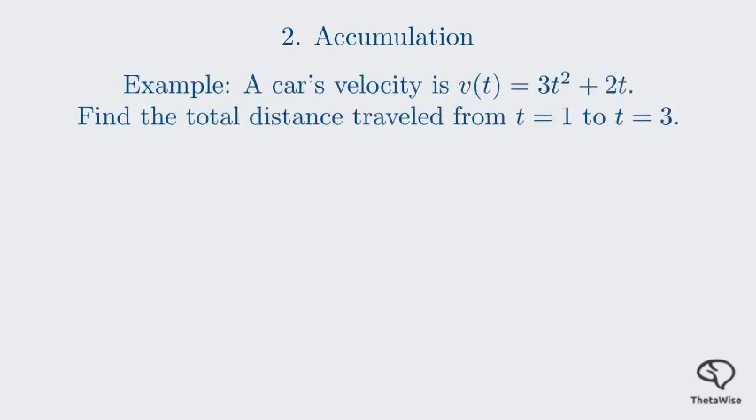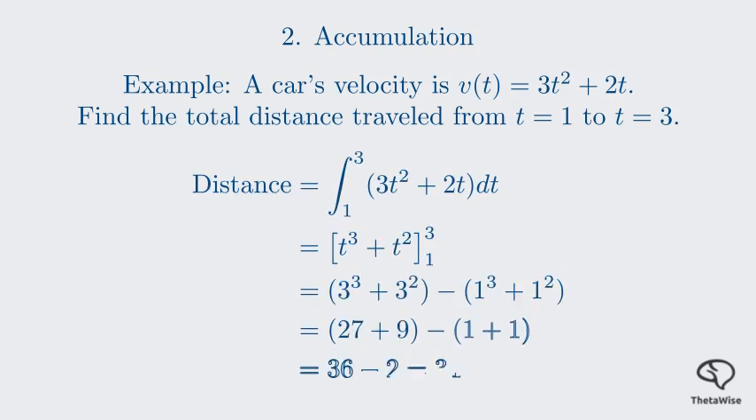Let's say the velocity of a car is given by v of t equals 3t squared plus 2t. We want to find the total distance the car travels from t equals 1 to t equals 3. We integrate the velocity function from 1 to 3. The antiderivative is t cubed plus t squared. Evaluating at the limits gives us 36 minus 2, which is 34. The car travels 34 units of distance.